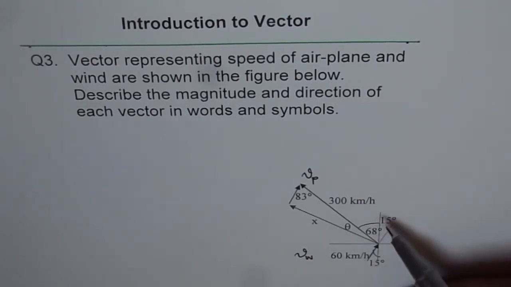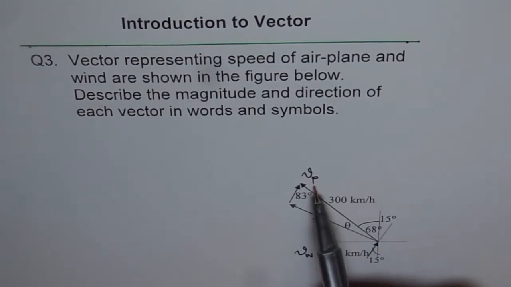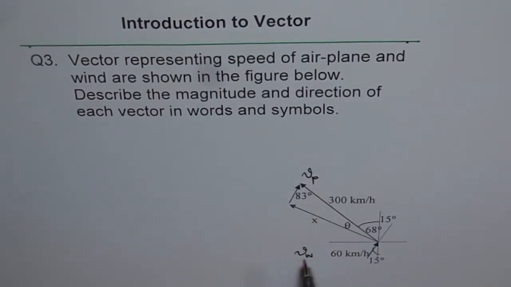Anyway, this is a coordinate plane drawn small here to help you find the angle. VP represents the velocity of the plane, and VW, which is this direction given here with a small arrowhead, is the velocity of wind. As you can read from the diagram, the velocity of wind is 60 kilometers per hour, and this small angle is 15 degrees.